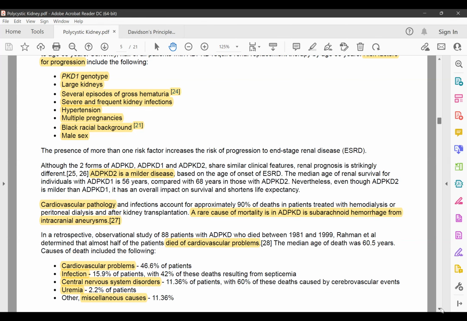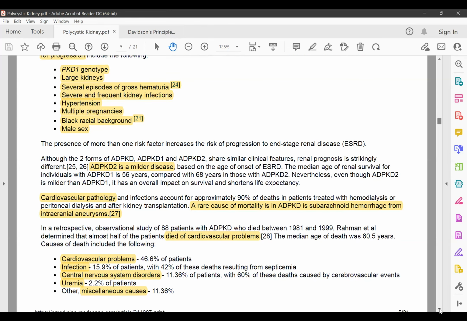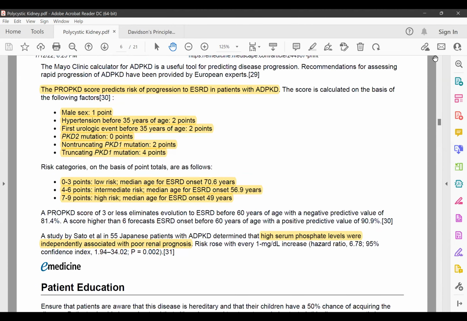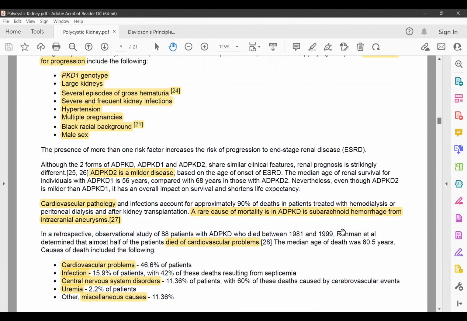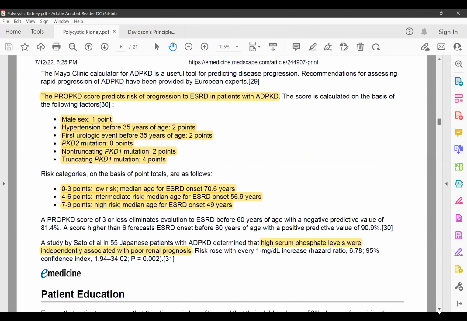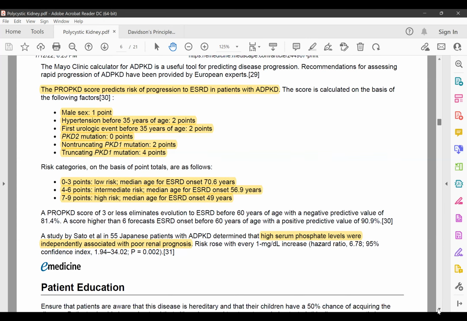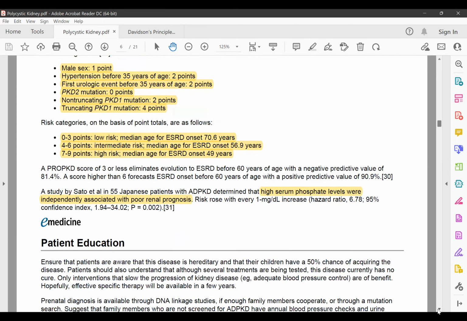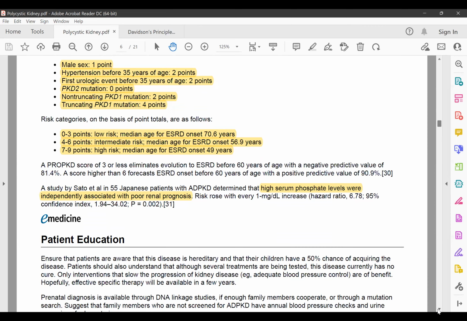So what are the causes of death in this patient? Cardiovascular factors, infection, CNS hemorrhage, that is the berry aneurysms, uremia, not a direct cause, and miscellaneous causes. We may think that they die of renal failure, but the majority of them die of infections and then cardiac problems. The PROPKD score you have given, risk levels also you have shown. Serum phosphate levels have to be understood, because the moment the phosphate starts rising, our Ca into P product, values more than 50, then the hazard is much more.